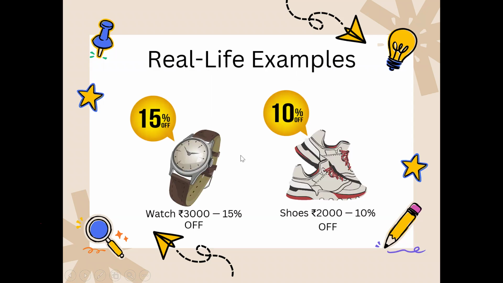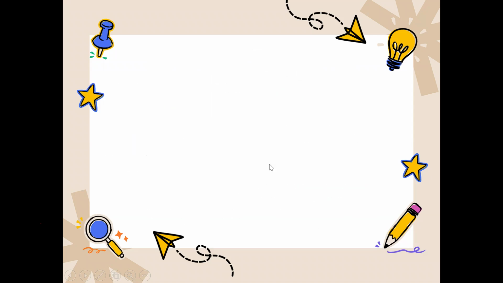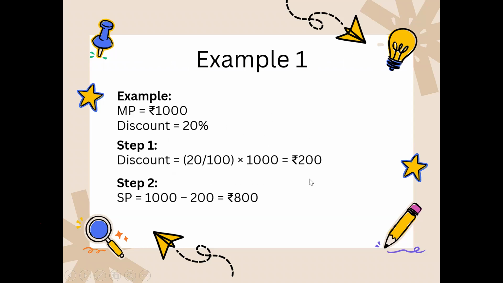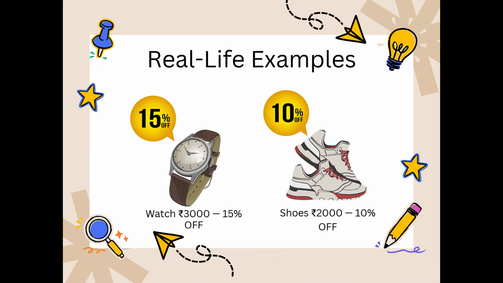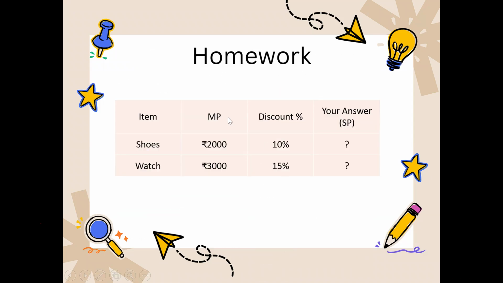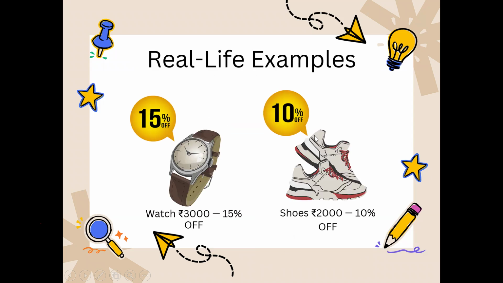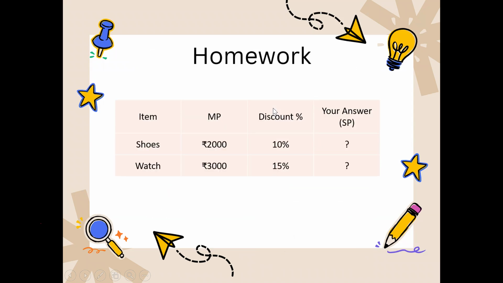And we have seen some problems also. So we have also seen two examples. Now this homework is based on these two real life examples. What you have been given here, shoes and watch, these are the items you have to buy. Then the mark price: shoes mark price is 2000, watch is 3000, discount is given 10% and 15% respectively. You have to calculate what the selling price will be.